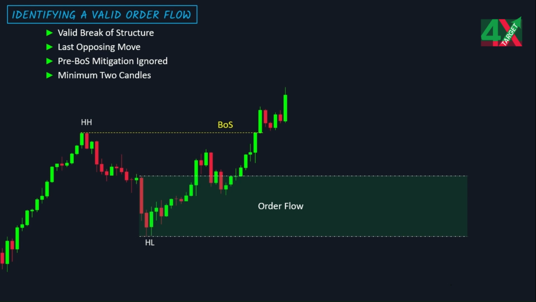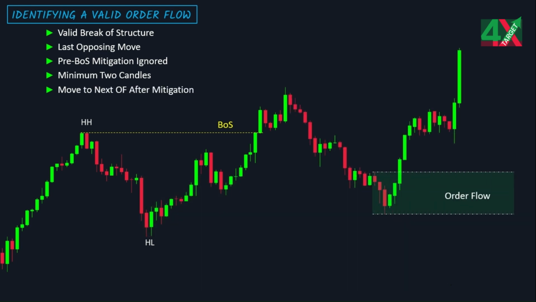Another key point to remember is that once an order flow is mitigated, you can shift your focus to the next one, and if the next order flow is also tested, you can continue to proceed to the following order flow and so on.